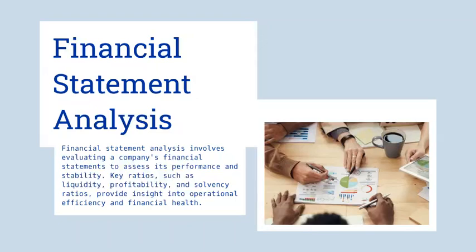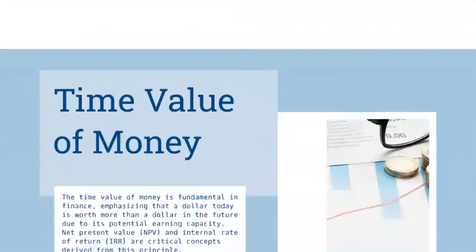So we will evaluate the company's financial statements. The key ratios, of course, will come from there. So it's very easy, so we have a lot of software presentation, of course. The most famous would be Excel, all right? So we will have the ratios such as liquidity, profitability, solvency ratios, and this will provide insight into the operational efficiency of the company as well as financial health, right?